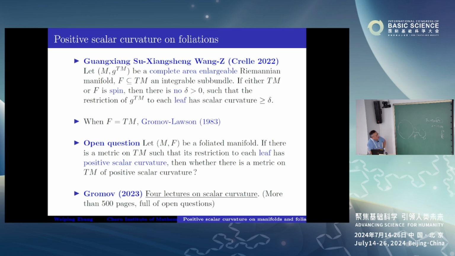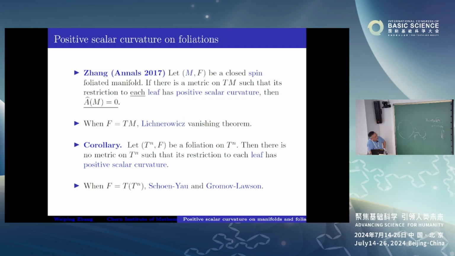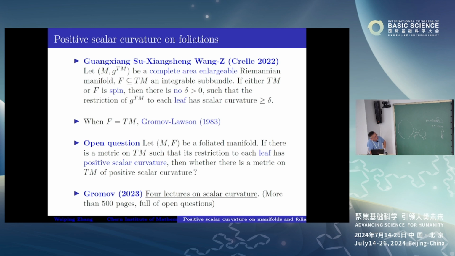And finally, let me mention a natural open question in foliation theory. If you have a foliated manifold, and there is a metric on the tangent bundle such that the restriction to each leaf has positive scalar curvature, the question is whether there is a metric on the total manifold that has positive scalar curvature. This is still open. If the manifold is simply connected, combining our theorem with Stolz's theorem, we can give a positive answer for simply connected manifolds of dimension larger than or equal to 5. But in general, it is still open. It's a natural question, and it's been open for a long time.